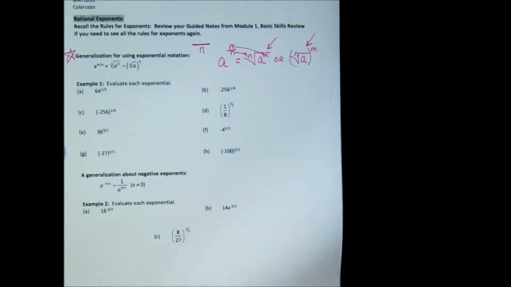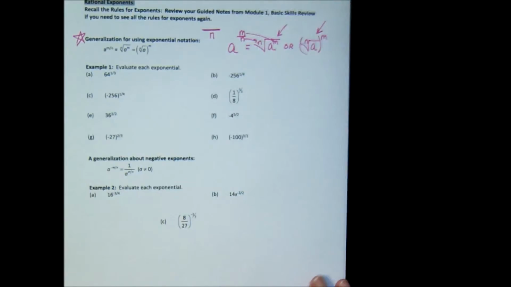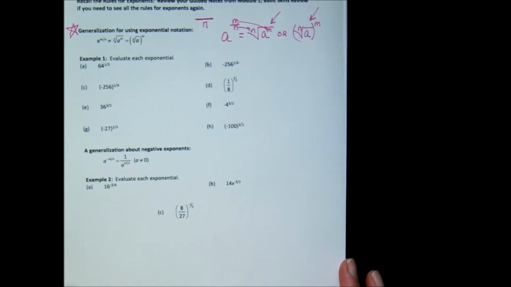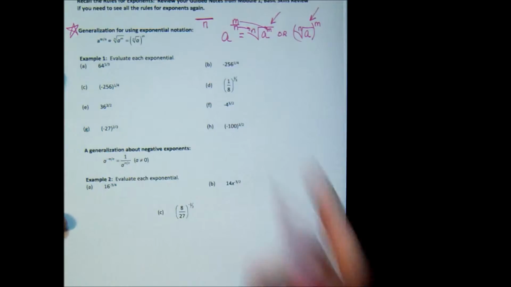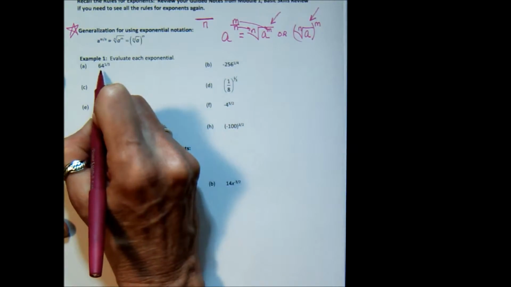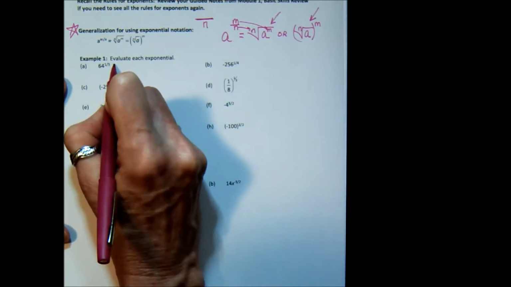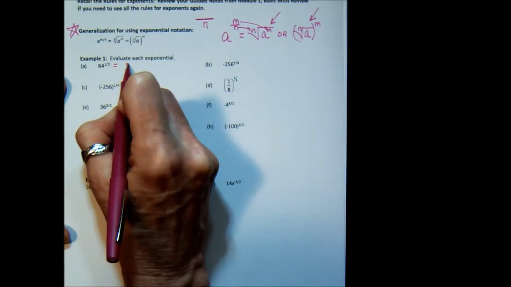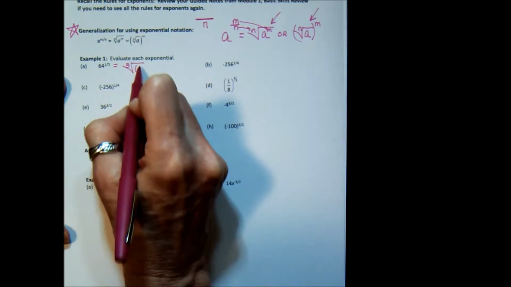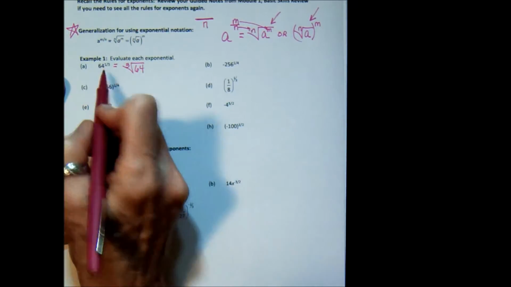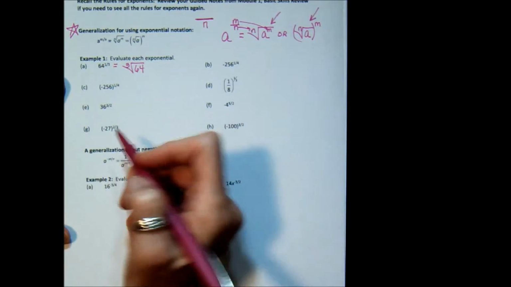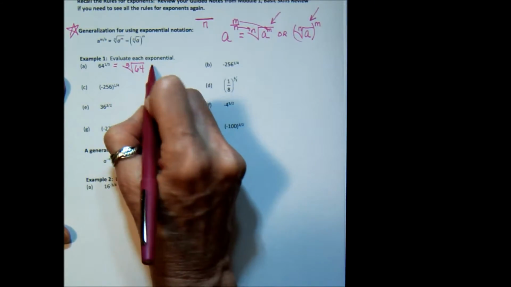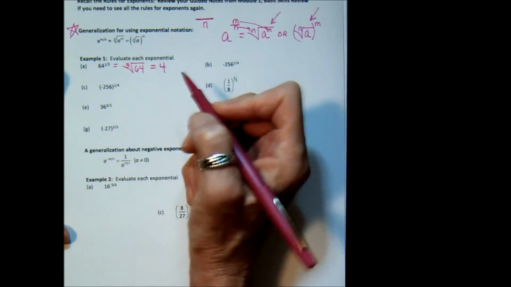So let's try a few of these where we're going to go from exponential notation to radical notation and then evaluate. So I have 64 to the 1/3. What that means is the third root of 64 raised to the first power, obviously. So the third root of 64 is just 4.